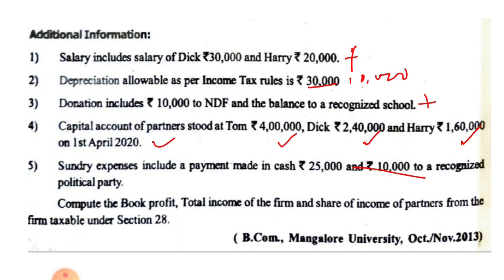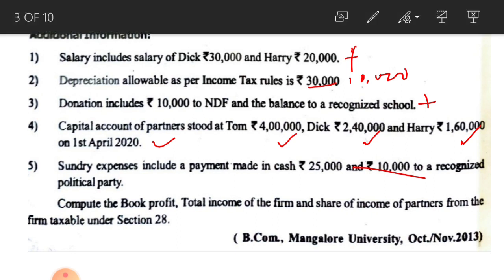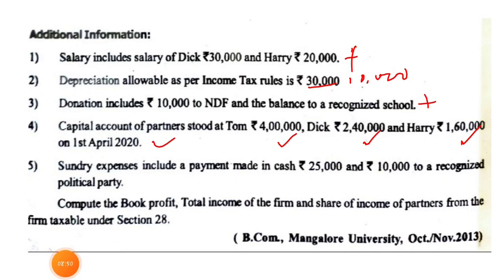Next one, see, sundry expenses include a payment made in cash rupees 25,000 and 10,000 to a recognized political party. Here, in case of a partnership firm, any payment in cash in excess of 10,000 is disallowed. That is why this 25,000 is disallowed and you have to add this thing to the net profit.